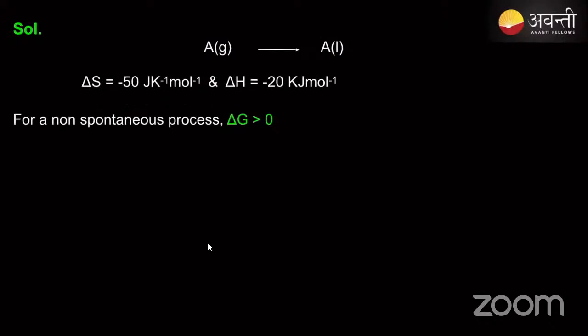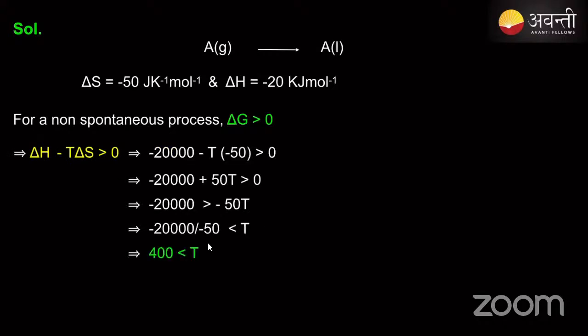For a non-spontaneous process, delta G should be positive, right? Now just substitute the values: minus 20,000 minus T into minus 50. Now you'll get a positive 50T. If you do 20,000 by 50, the temperature should be at least 400 Kelvin so that the reaction will be non-spontaneous.